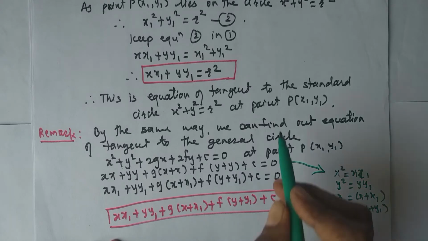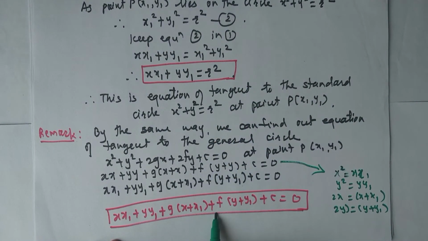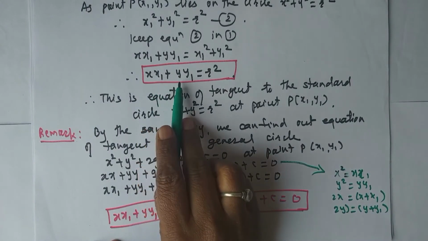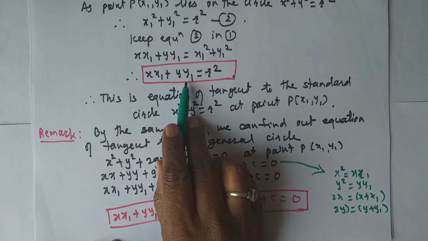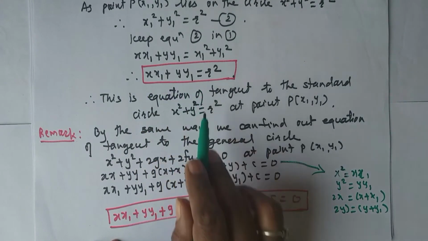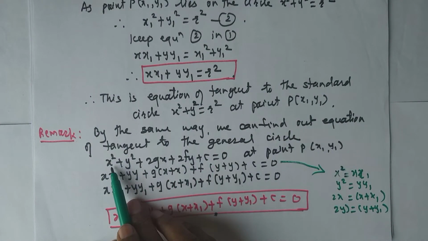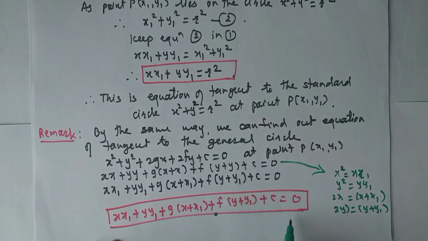Okay, you remember that this is the equation of tangent to the standard circle and this is the equation of tangent to the general circle. Okay, and it is very easy to remember the equation. Here you remember the equation of the standard circle, that is x square plus y square is equal to r square. You replace x square as xx1 and y square as yy1, you will get the equation of tangent. Here you remember the equation of the general circle, and if I replace x square by xx1, y square by yy1, 2x by x plus x1 and 2y as y plus y1, then we will get the equation of tangent to the general circle.